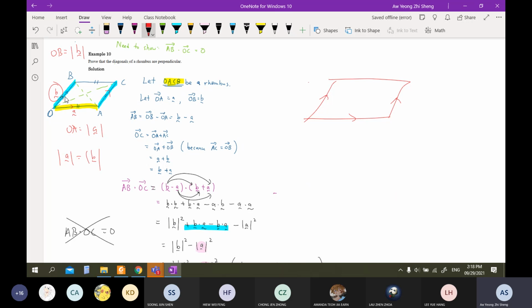In your diagram, you should label the vectors with direction. You don't only label the length. Of course, I know the length of all four sides are the same as the length of vector A, I know. But then when you label your diagram, the vectors should come with direction.